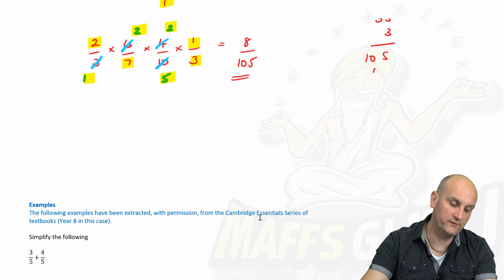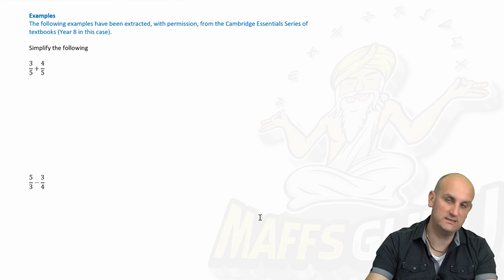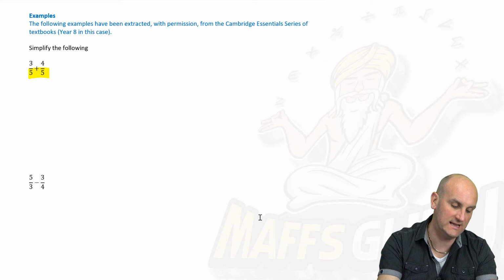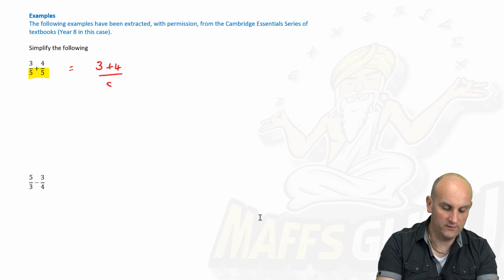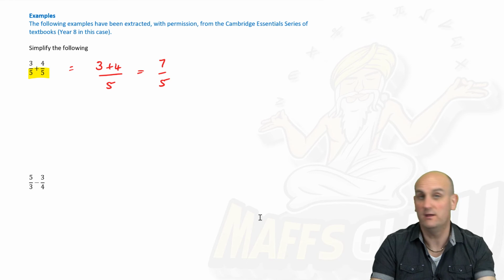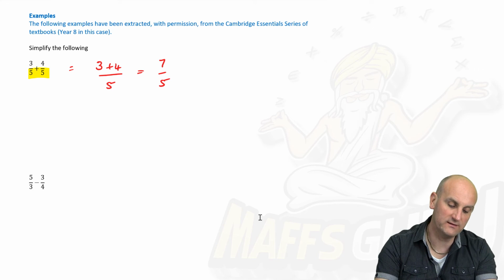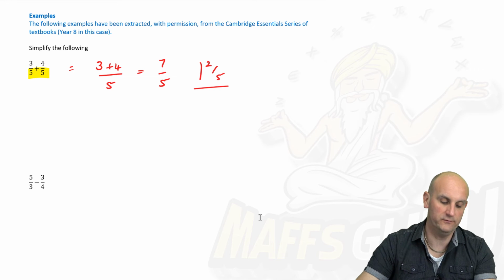Okay, so this has been a long video, 33 minutes. I am so sorry, but it is reviewing all of this work. Simplify the following. Are the bottoms the same? Yes. So we're adding fractions. We just add 3 plus 4 divided by 5, which gives me 7 on 5. That is improper. So 5 into 7 goes once with 2 left over. So that becomes 1 and 2/5.